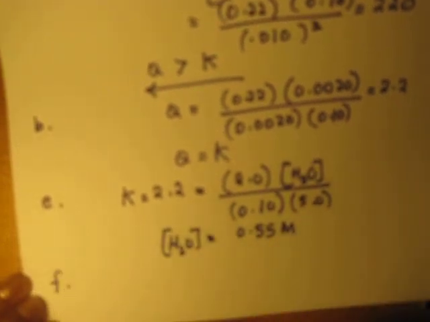F, section F. Why is water included in the equilibrium expression? I already answered this question. Water is included because it's a product. If it is a solvent, you do not include the water. Right, I think we are done with question number 36.